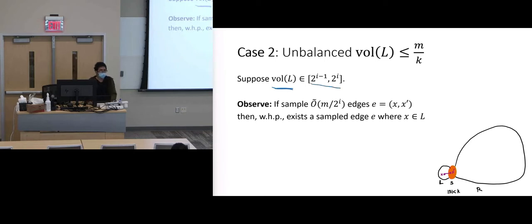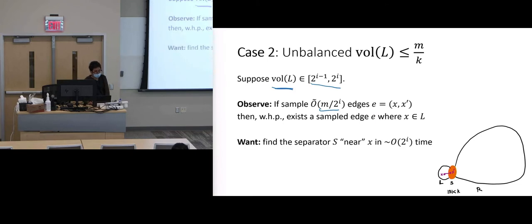then if you sample m over 2 to the i edges or m over 2 to the i nodes proportional to its degree, with probability proportional to its degree, one of them is gonna be inside L again, right? And you call this local vertex min cut algorithm.